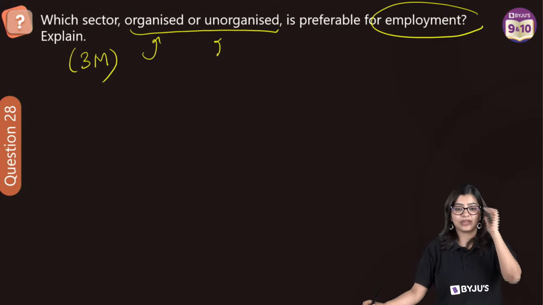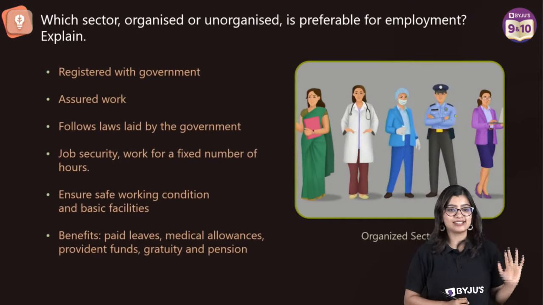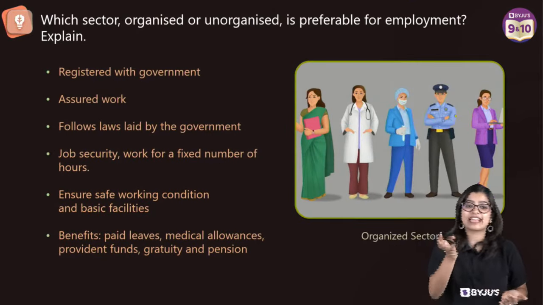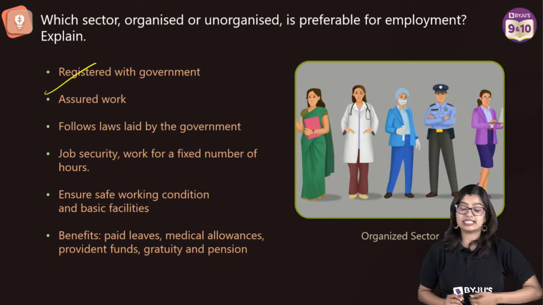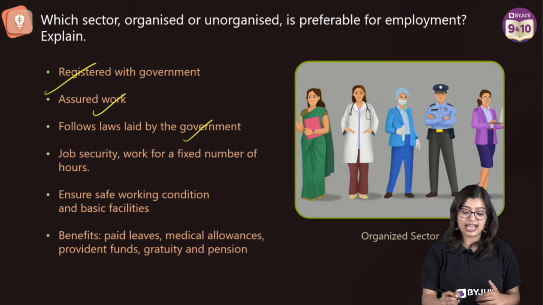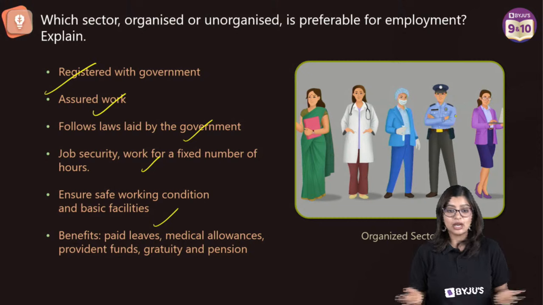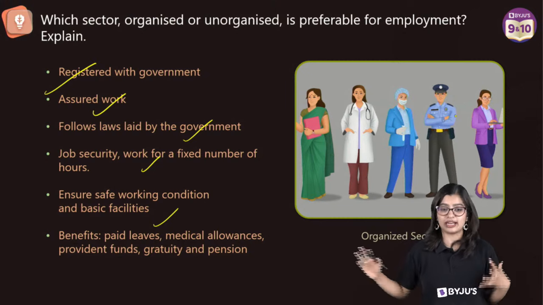Now this is simple. Why organized? You need to tell me. We know that in the case of the organized sector, they are registered with the government. They have job security. They have laws which are implemented by the government. They work a fixed number of hours. They have basic conditions. You only have points to write for this.